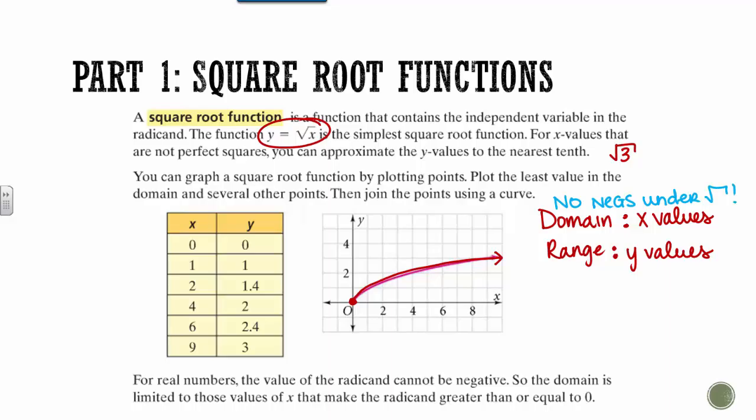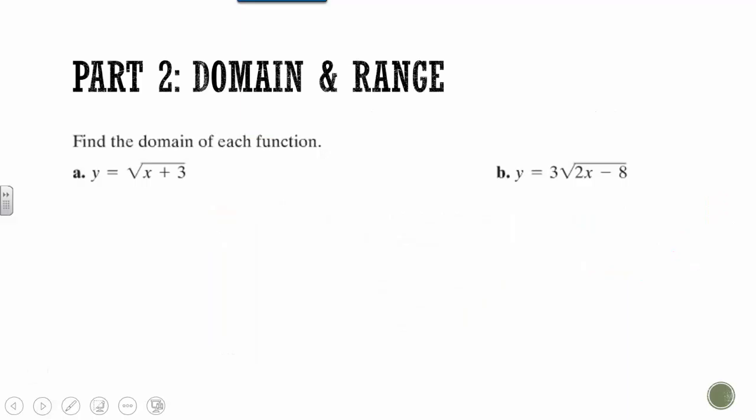So in order to make sure that that doesn't happen, we have to restrict our domain. We can't just plug in any number. And because of that, it restricts our range, or what we can get out. So that's what we're going to do first, is we're going to find the domain and range of these functions. So in order to do that, you can follow a couple different steps.